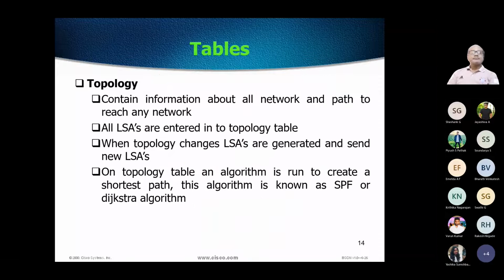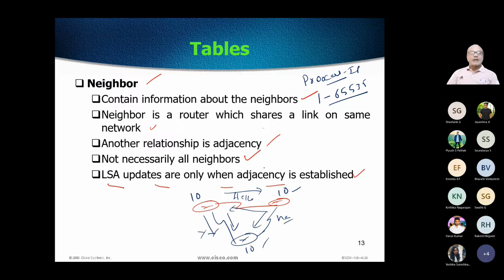In the topology table, it contains the information about the networks and the paths by which we reach any network. All LSAs are entered into the topology table. When the topology changes, LSAs are generated and the new LSA is sent. For any change in the topology, suppose you added one more network here, this one will update to him, and this guy will update to this one. Your new LSA will be generated. Link State Advertisement.